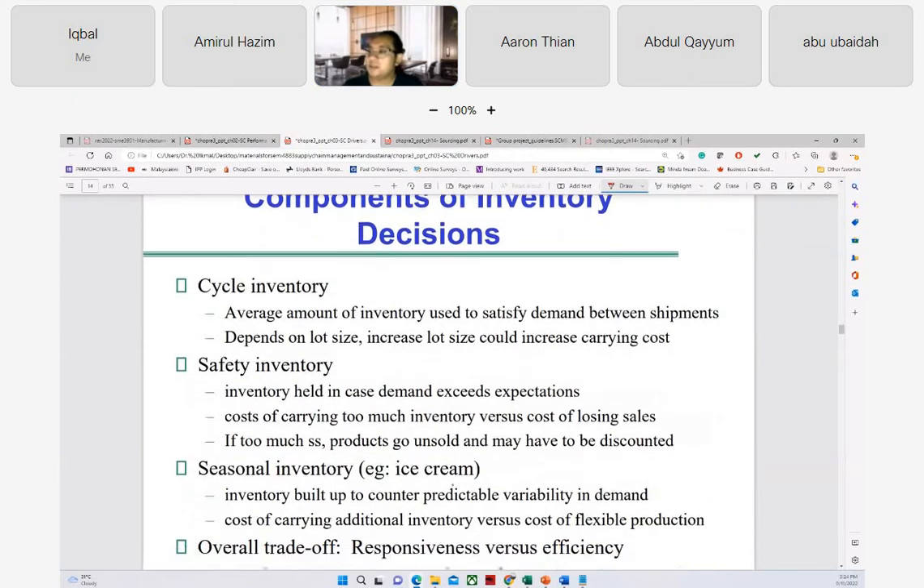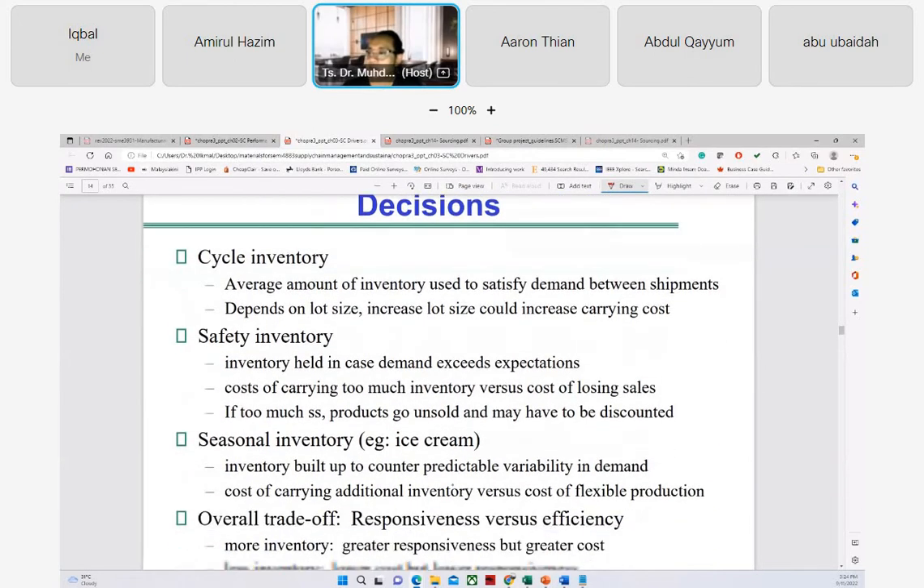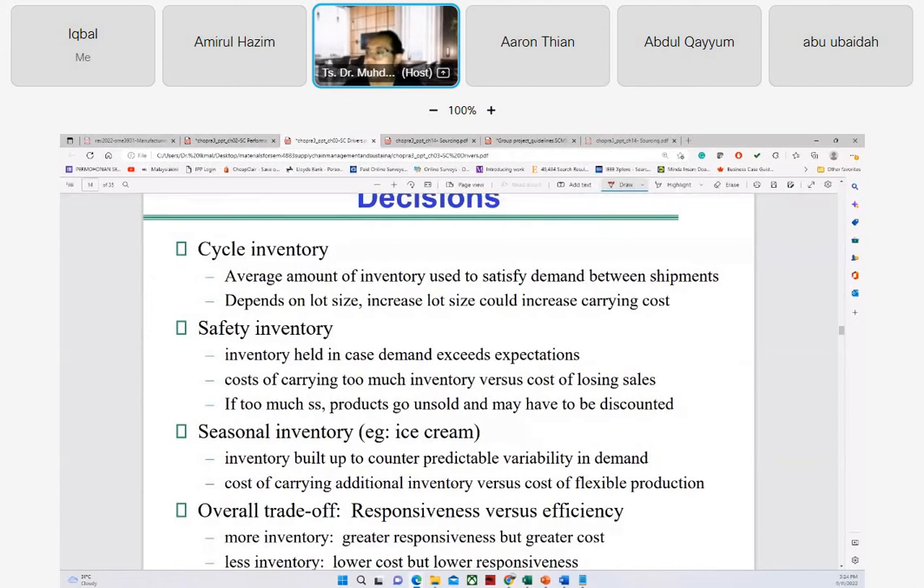So component of inventory decision: the cycle inventory, the average amount of inventory used to satisfy demand between shipments, depends on lot size. Increasing lot size could increase carrying cost. So when we talk about inventory, that's why inventory is put under waste in lean manufacturing. If you increase the inventories, you are going to increase the lot size. When you increase the lot size, let's say for example one lot equals 30 units, you increase that and you increase the carrying cost.